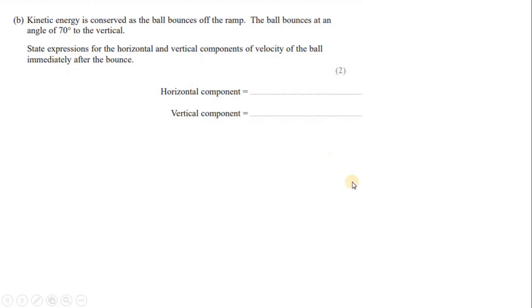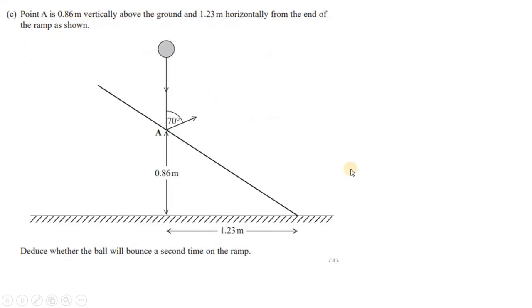So that's how these components are. Point A is 0.86 meter vertically above the ground and 1.3 meter horizontally from the end. So 1.3 and 0.86 where the ball is bouncing at the ramp. Deduce whether the ball will bounce a second time on the ramp or not.